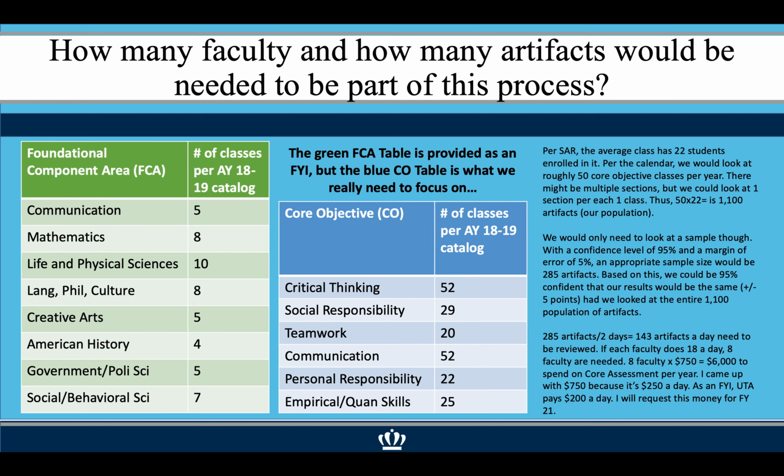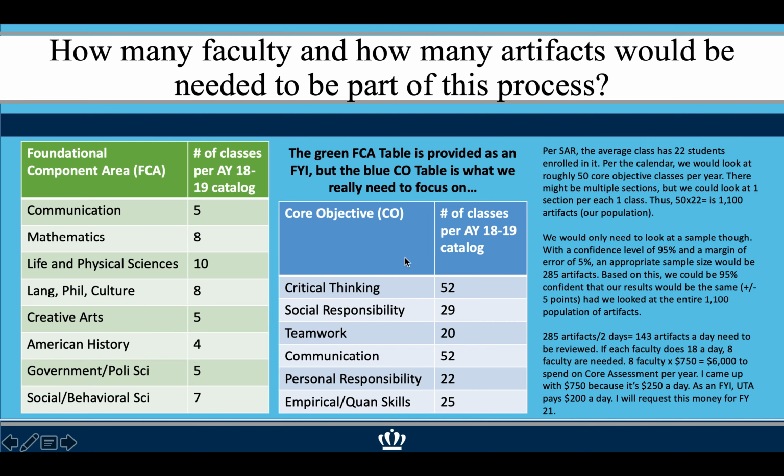We don't need to look at all of our students' data in terms of the assessment summit. So this right here is looking at the 1819 catalog. Here are how many courses per FCA that we have. Now, you'll remember from that chart that I brought up at the beginning of this presentation that core objectives are assigned to FCAs. So next what I did is I made this blue table.